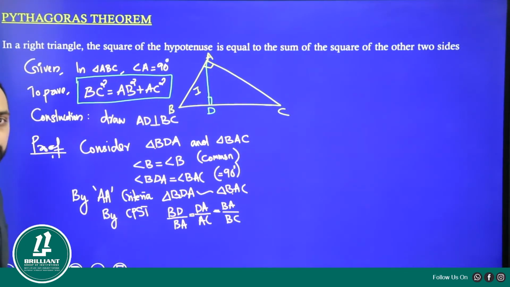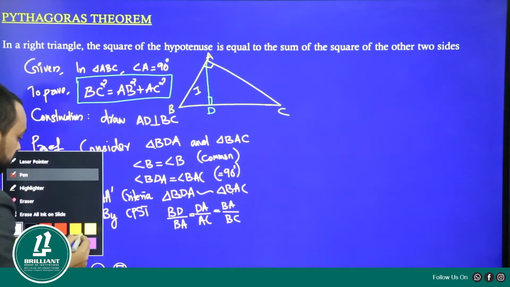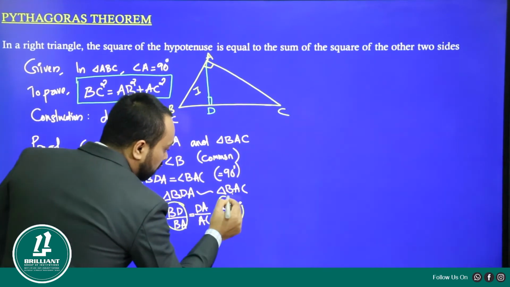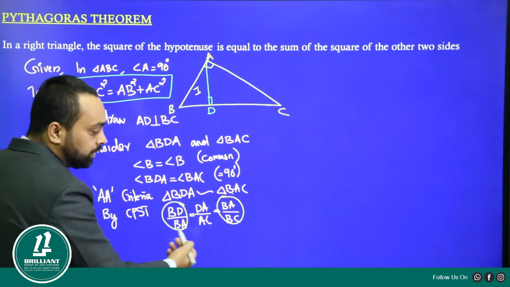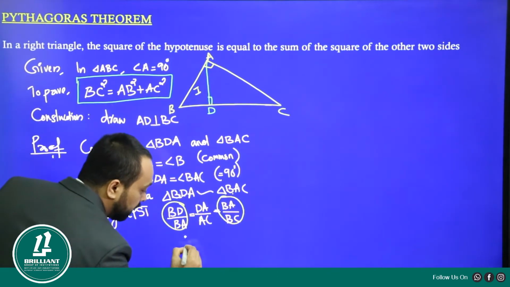BA by BC. From this correspondence, I am selecting the first and last. These two only I am selecting for the requirement. We need only these, no need for all the correspondence. We are not required. We are selecting the first and last.